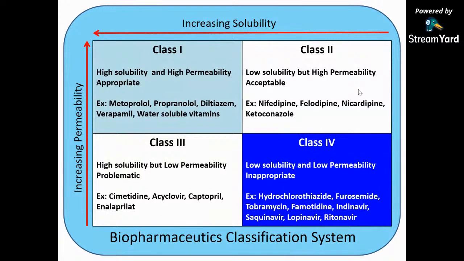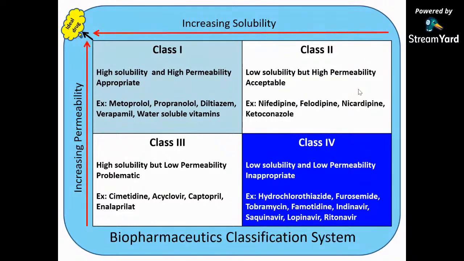From the image, we can see that the solubility increases from class 2 to class 1, and the permeability increases from class 3 to class 1. And the class 1 drugs are very much ideal because of their high solubility and high permeability properties. And various examples of class 1 drugs are metoprolol, propranolol, diltiazem, verapamil, and various water-soluble vitamins. And class 2 drugs, the examples include nifedipine, felodipine, nicardipine, and antifungal ketoconazole.